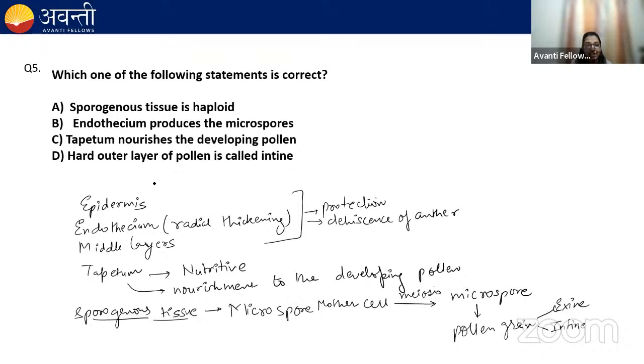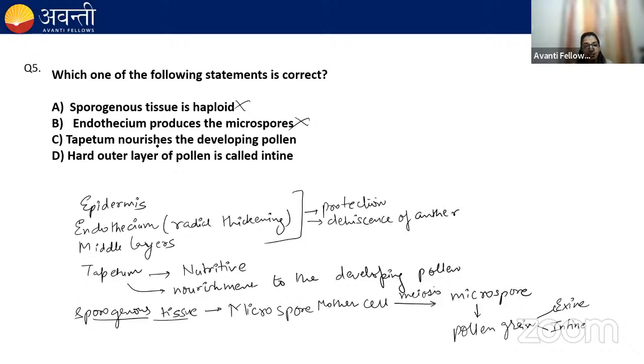Now look at the options. A says the sporogenous tissue is haploid. No, it is diploid. That is why meiosis is taking place and the 4 haploid microspores are forming. B is endothecium produces the microspores. No. Microspores are formed from the microspore mother cell, which undergoes meiosis. And the process is known as microsporogenesis. Genesis means formation, and here the formation of microspores is taking place, so we call it microsporogenesis.